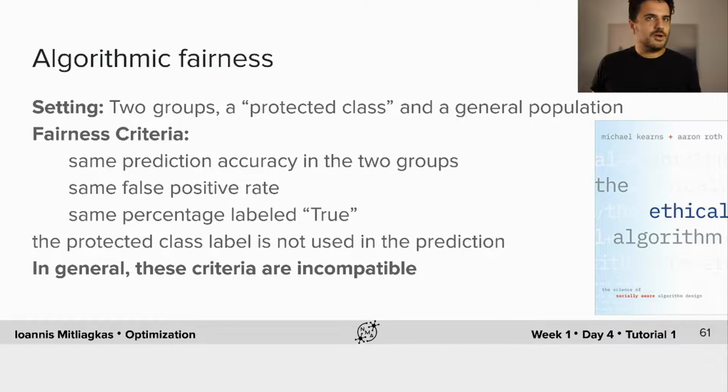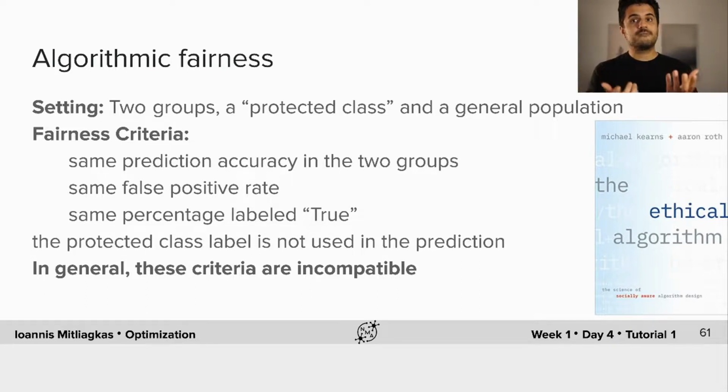You can talk about prediction accuracy and saying that I want my machine learning algorithms to have the same prediction accuracy in these two groups. Or I want the same false positive rate in the two groups. Or I want the percentage of true responses, if we're doing binary classification, to be the same in the two groups. Not all of them make sense in all of those applications.